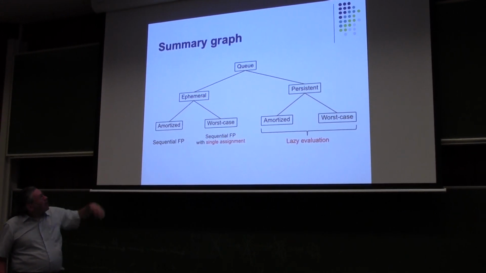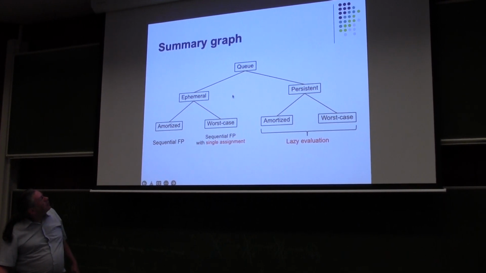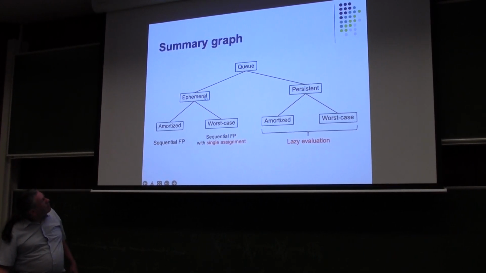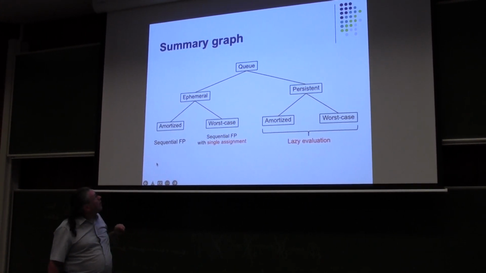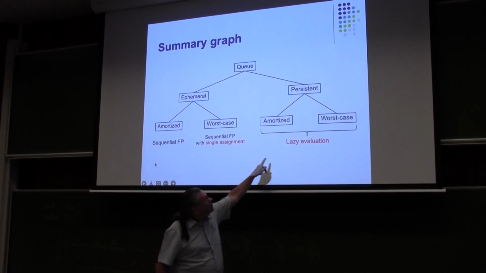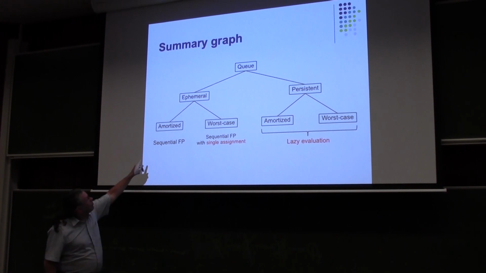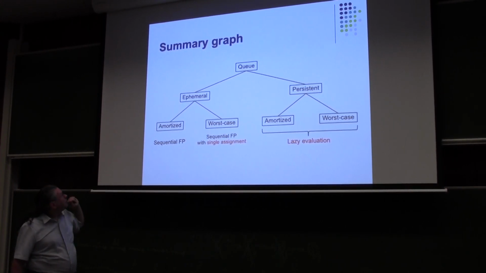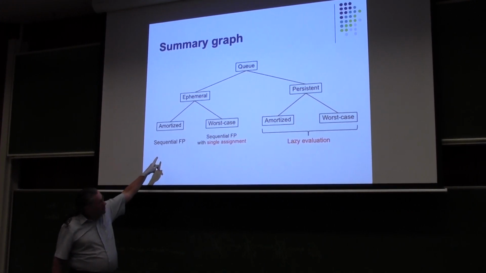So here's kind of a graph of the things we're going to see. We have this queue here. It can either be ephemeral or persistent. For the ephemeral one, we have the amortized and the worst case constant time, and persistent also, amortized and worst case. I'm going to show you the code for all of those and explain it. The amortized ephemeral is the easiest.